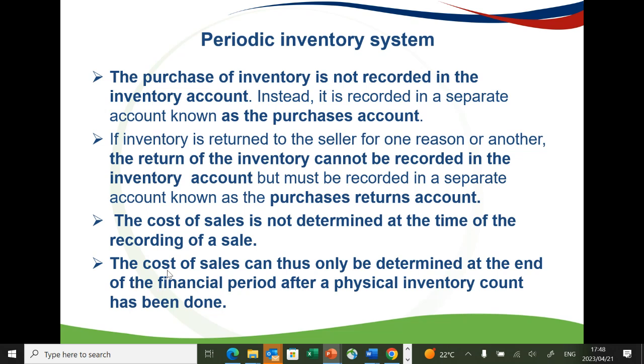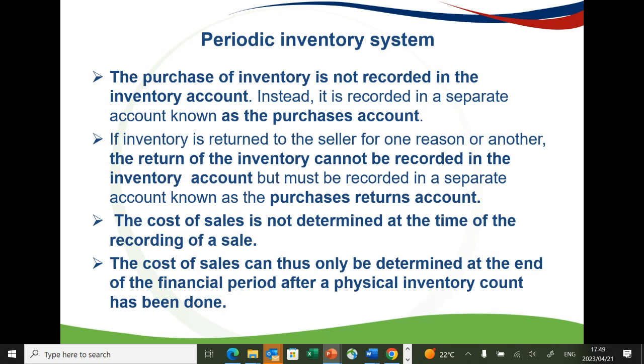They are telling you here that the cost of sales can thus only be determined at the end of the financial period after doing a physical inventory count. So it's very important to know the differences here. Even when we give you a trial balance, and you see a line item that says cost of sales, you already know which inventory system they are using in that entity. They are using perpetual inventory system.